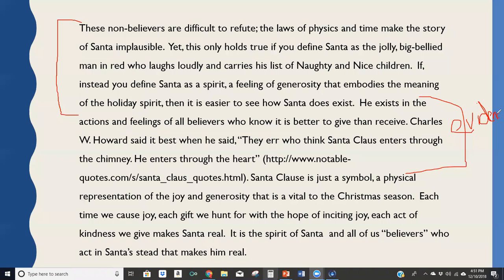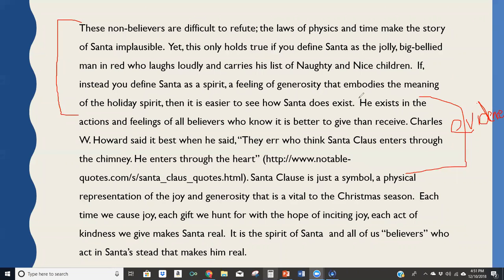So this is evidence, and I'm really bad with this writing pen. Sorry about that. So this is our evidence, and it just shows other people think the way I think. And then I explain what that means. It's not just that he's physical, he's a symbol, he's an emotional thing that we're trying to share the idea of generosity and kindness in the season. And when we do that, everyone who perpetuates or does the actions of Santa makes him real.